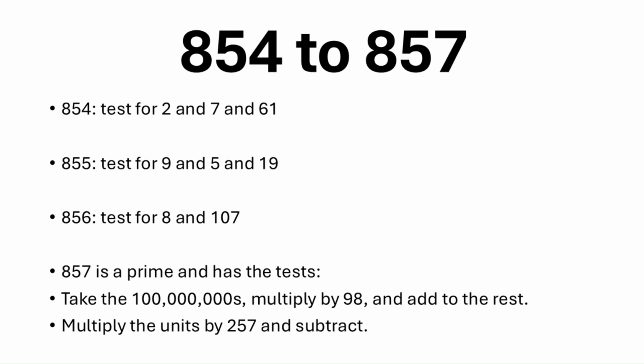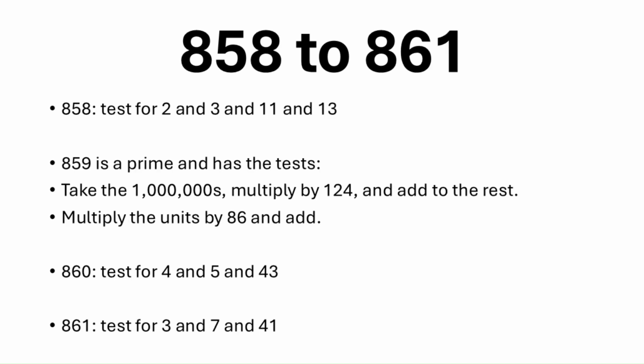854, test for 2 and 7 and 61. 855, test for 9 and 5 and 19. 856, test for 8 and 107. 857 is a prime and has the tests. Take the 100 millions, multiply by 98, and add to the rest. Multiply the units by 257 and subtract.